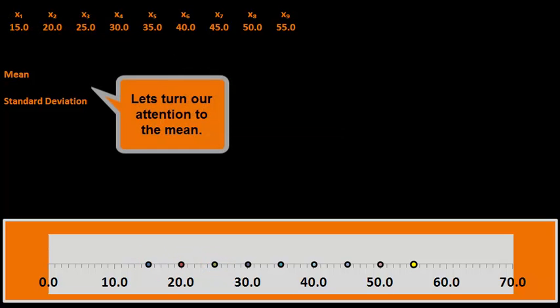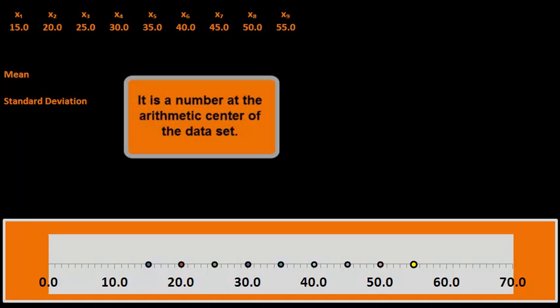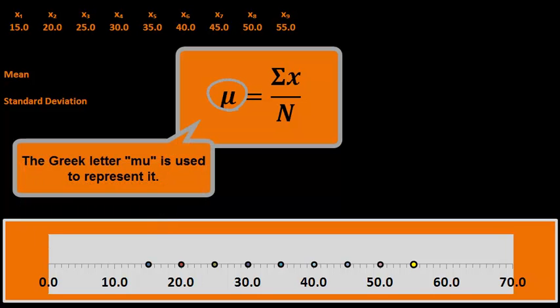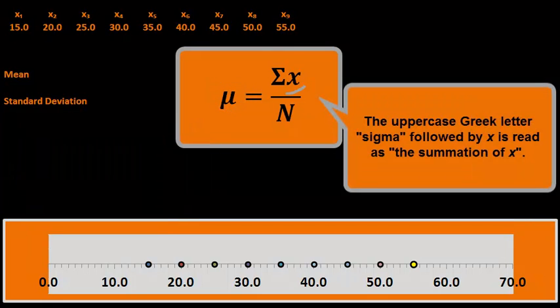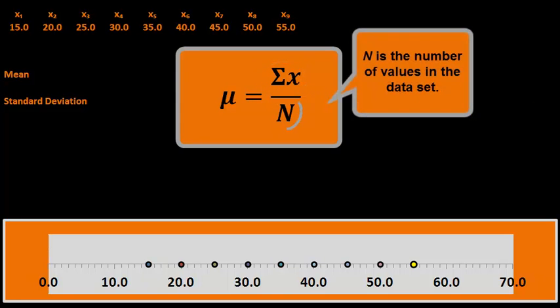Let's turn our attention to the mean. It is a measure of central tendency. It is a number at the arithmetic center of the dataset. This is the equation used to calculate the mean. The Greek letter mu is used to represent it. The uppercase Greek letter sigma followed by x is read as the summation of x. It is simply the total of all the values in the dataset. N is the number of values in the dataset.